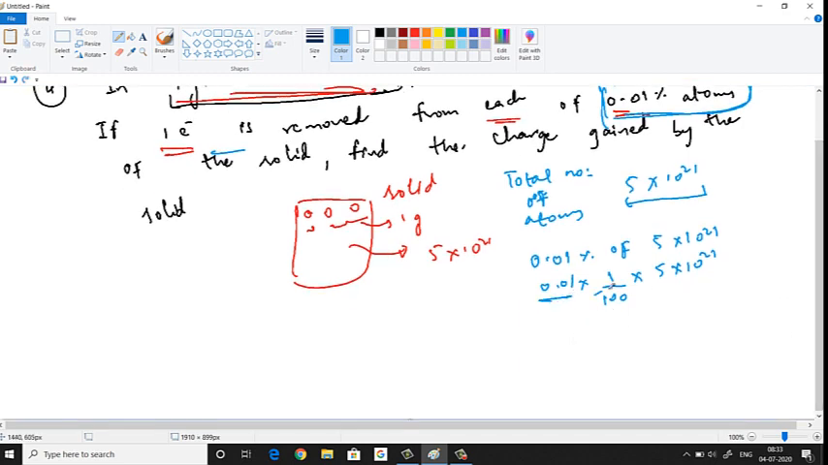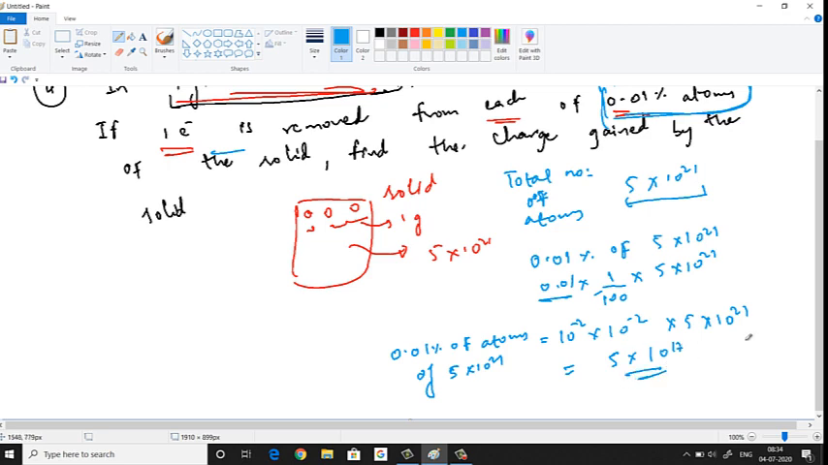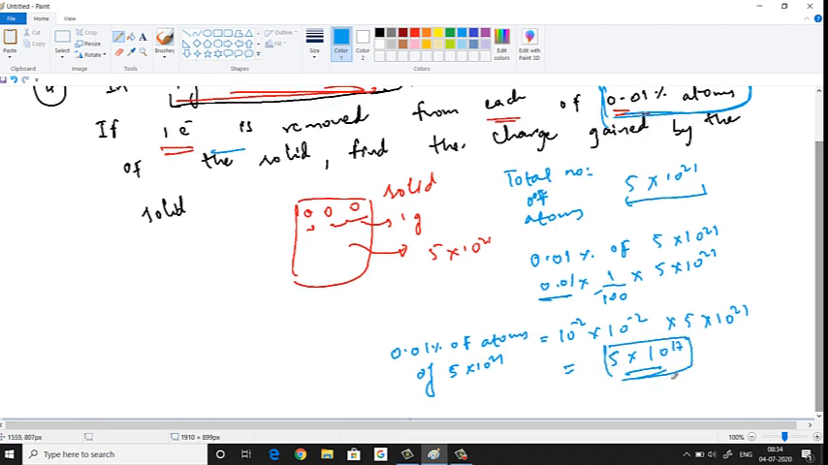So this is 10 power minus 2, and this 1 by 100 is 10 power 2 in the denominator, which goes to the numerator and becomes 10 power minus 2. So 10 power minus 2 into 10 power minus 2 into 5 into 10 power 21. These are the number of atoms, 0.01% of the atoms of 5 into 10 power 21. So what is the value? 10 power minus 4, and this becomes 5 into 10 power 17. So from 5 into 10 power 17 atoms we are removing electrons, one electron from each. So number of electrons removed, how many? 5 into 10 power 17.